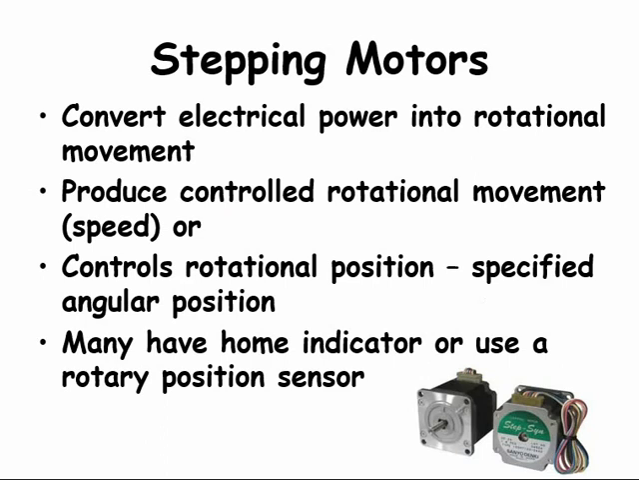Stepping motors are another category of devices that provide rotational motion from electrical power. We are not going to get into how stepping motors work. What I want you to know is summarized on this slide. Stepping motors can be used to produce controlled shaft rotational speed in terms of revolutions per minute. They can also be used to put a shaft in a particular position or angle. Some stepping motors can turn forward or backward, stop, and then change direction.